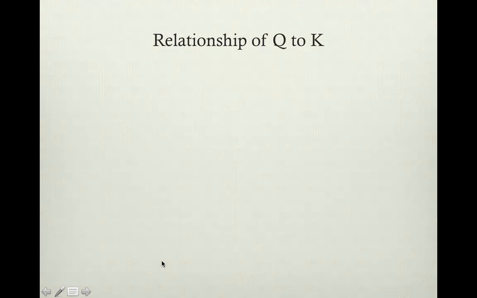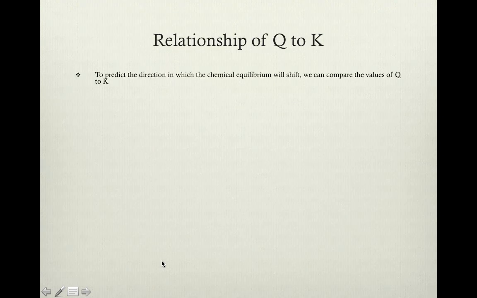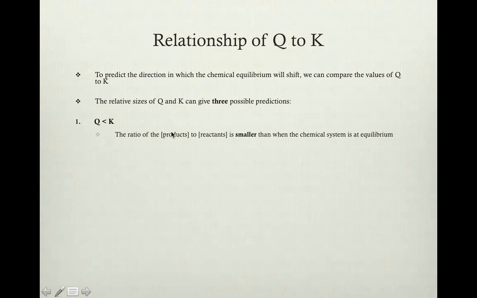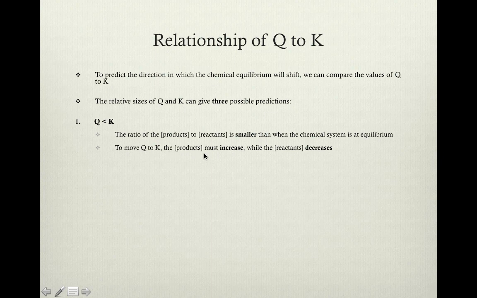Now, the relationship between Q and K. So to predict the direction in which a chemical equilibrium will shift, we really just need to compare our values for Q and K. Okay, and it's the relative sizes between them that's going to dictate what's going to happen. And this really gives us 3 possible predictions. If Q is less than K, the ratio of products to reactants is smaller than when the chemical system is at equilibrium. So to move Q to K, the products must increase and the reactants must decrease. So the system must shift to the right.